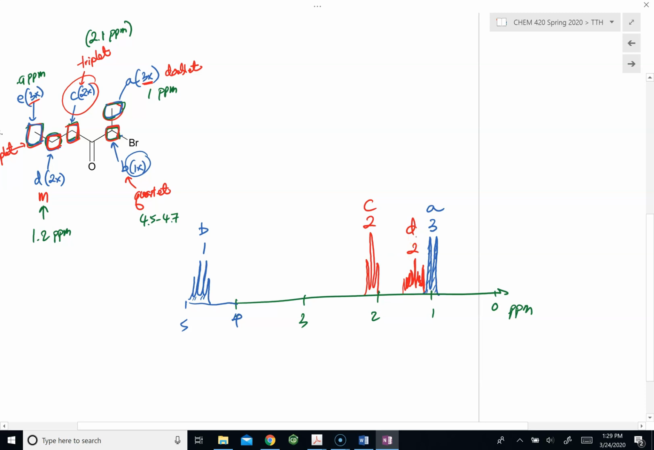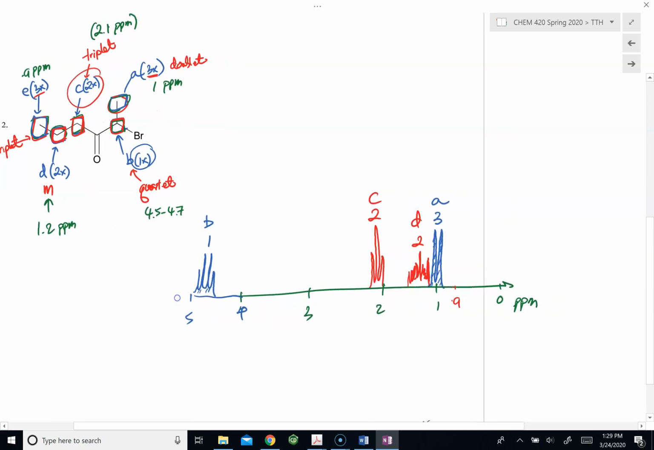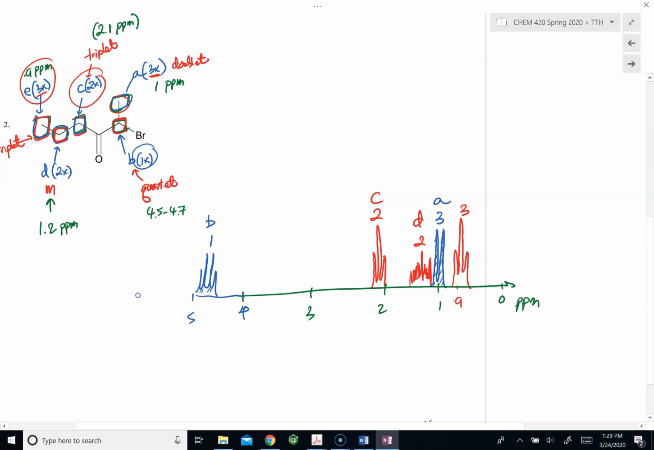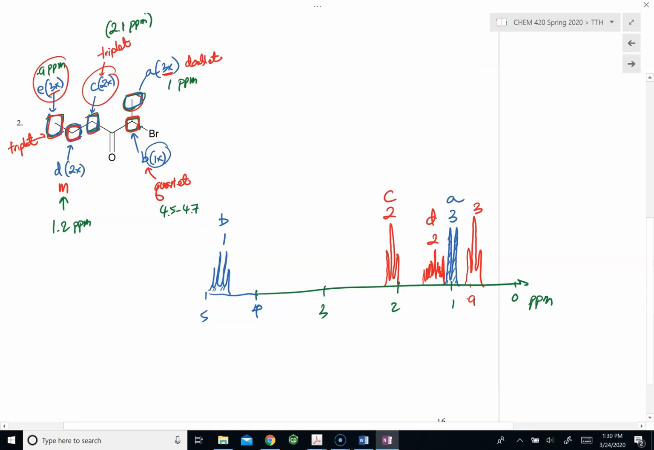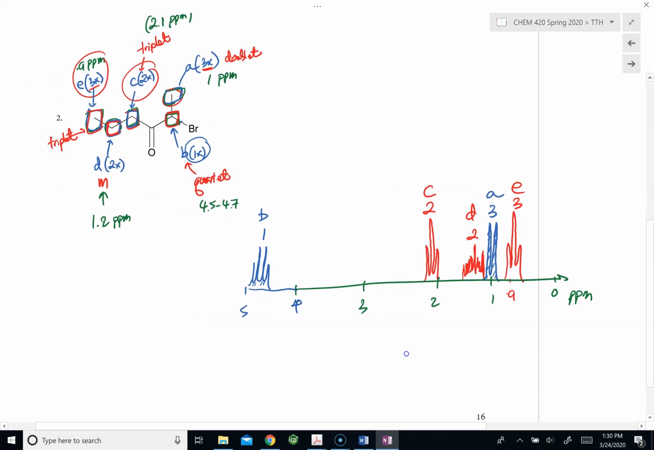And as for our signal E, it's now at 0.9 ppm. So now let's go to about 0.9 ppm in here and draw in our signal E. Our signal E would then be a triplet with an overall intensity equal to 3. So therefore, we would draw another triplet in here, and its intensity is equal to 3 overall with respect to other signals, and that would then be our signal E. So overall, that would be the NMR spectrum of this molecule.